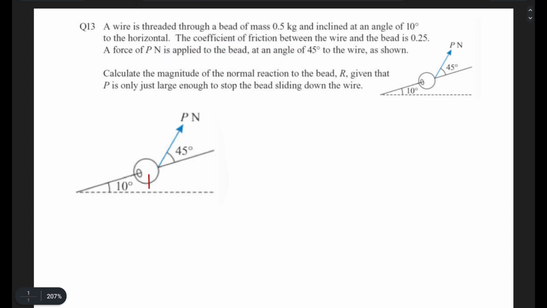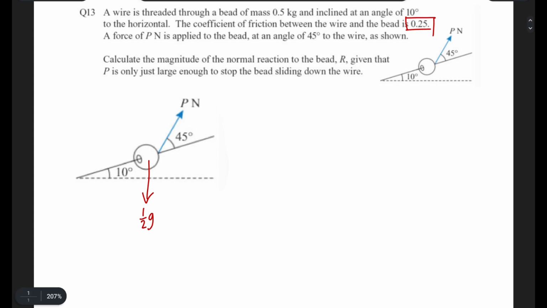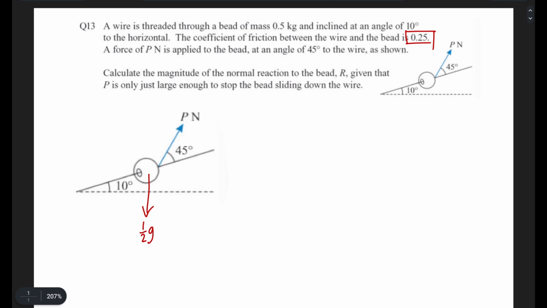So I know that here the weight is going to be 0.5 g, or we can also just write half g. And an angle of 10 degrees, that's already given to us in the diagram, to the horizontal. The coefficient of friction is 0.25, so we're going to need to use that probably. And a force of P newtons is applied at 45 degrees. So we've got P shown on the screen.